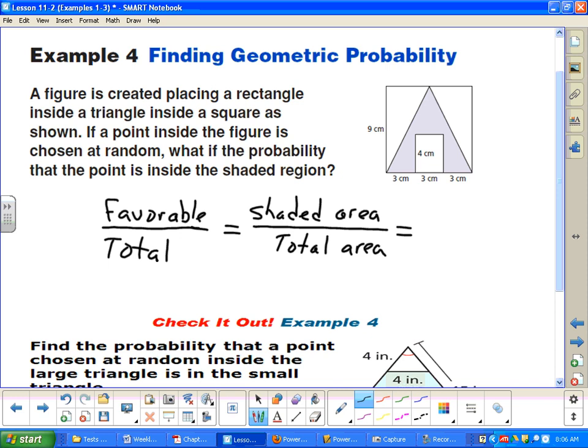Okay. So once again, we've been doing the total first, so let's stay with that process. What's the total area in this case? It's 9 squared, right? We have a big square that's 9 by 9, so it's 81. Now, we need to find the area of the shaded portion. So we have a triangle there that's had a rectangle removed from it. So how do we find the area of a triangle?